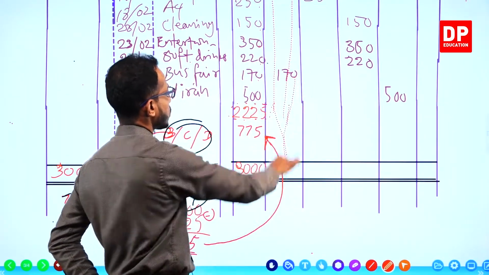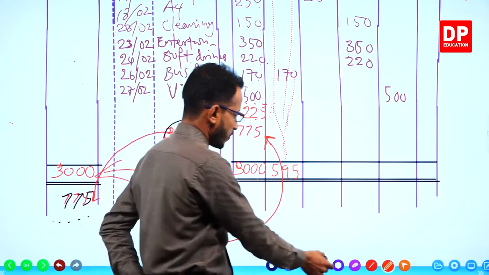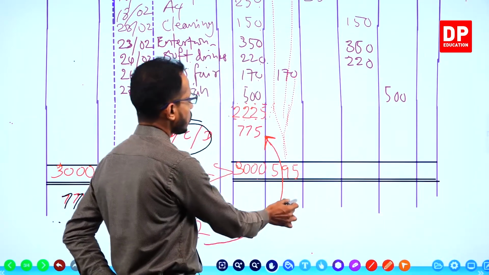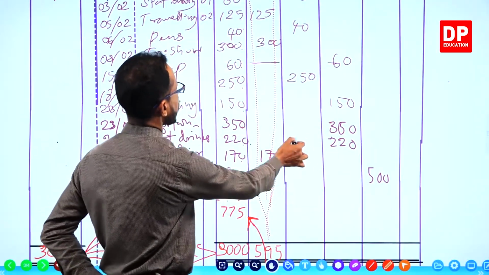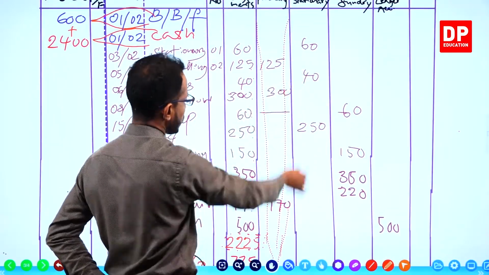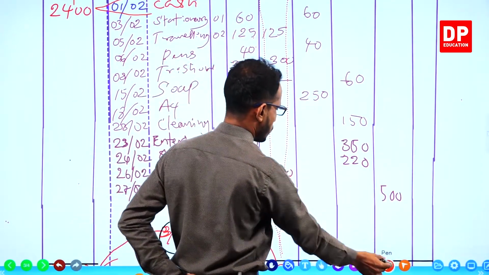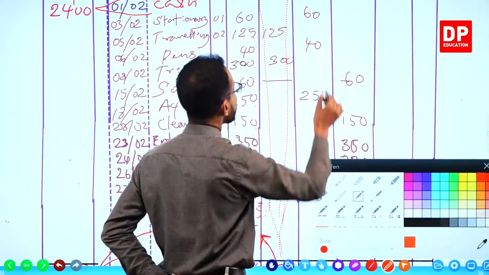595. Is it correct? All right. That's correct. 595. Then we have to take the total of the stationary column. It's 350. When you add this up, you get 350.